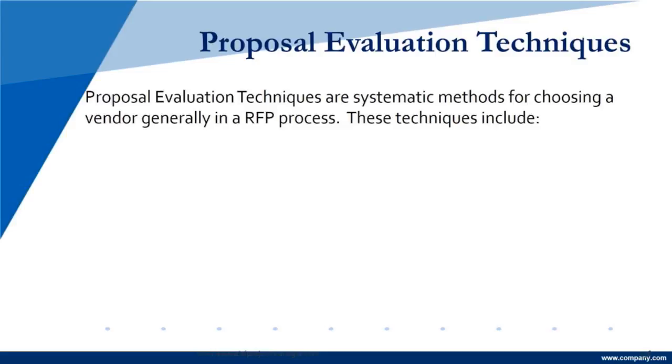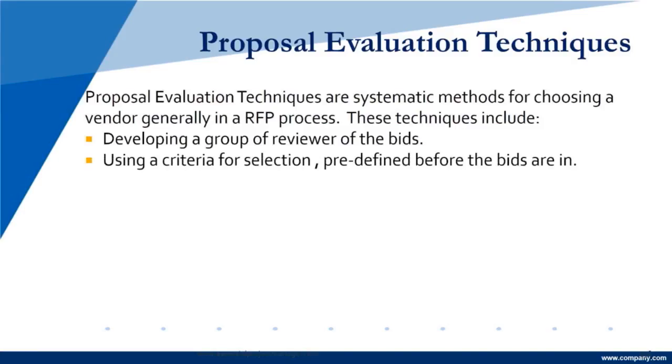Proposal evaluation techniques. When you're going for a request for proposal, there are different techniques that include things like gathering a group of reviewers of the bids. You might have a group of SMEs, of subject matter experts, of people from different parts of the project, stakeholders generally, and possibly some other people from outside the actual project that are more in the procurement area or legal area to look at the bids. You might use a selection criteria that you formalize.